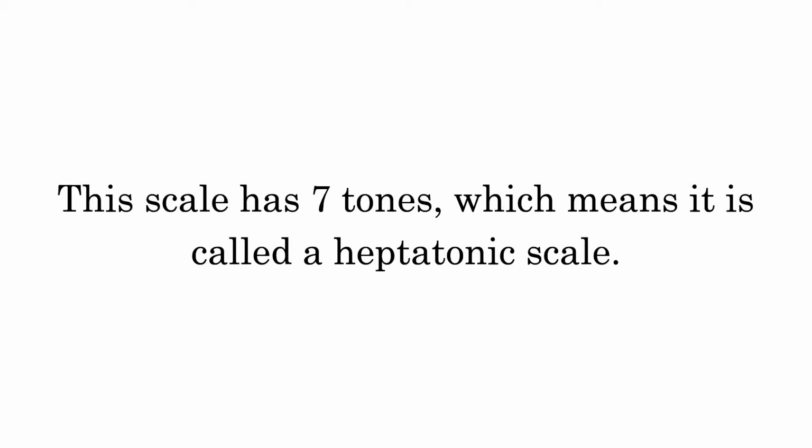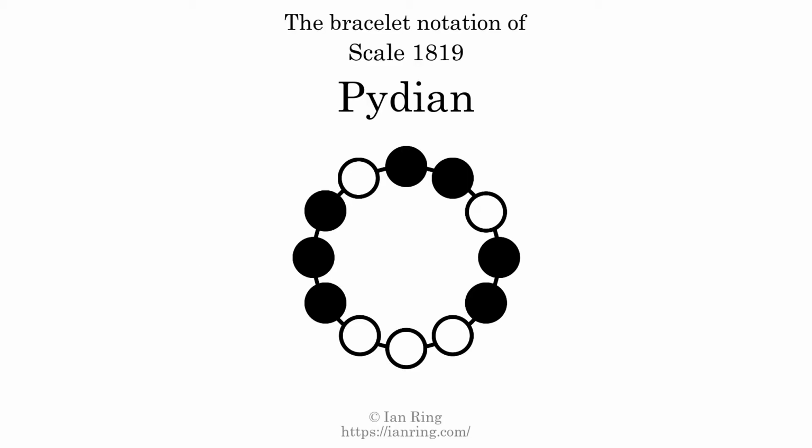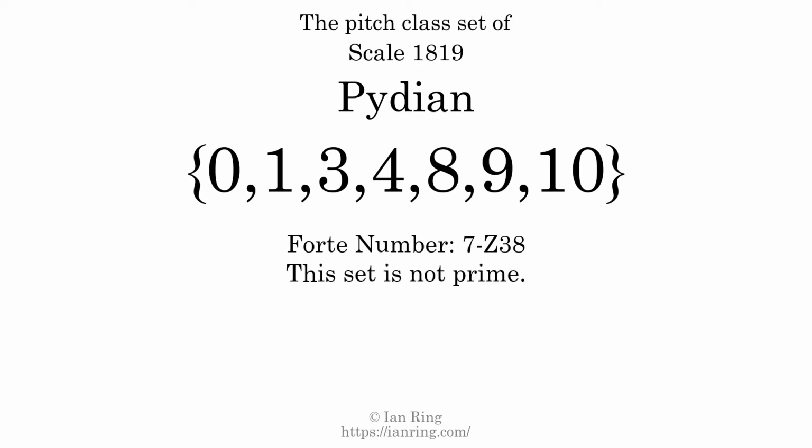This scale has 7 tones, which means it is called a heptatonic scale. This is a bracelet notation diagram of scale 1819. The shaded circles represent tones that appear in the scale, and they are read clockwise, starting at the top. The pitch class set for this scale is 0, 1, 3, 4, 8, 9, 10.